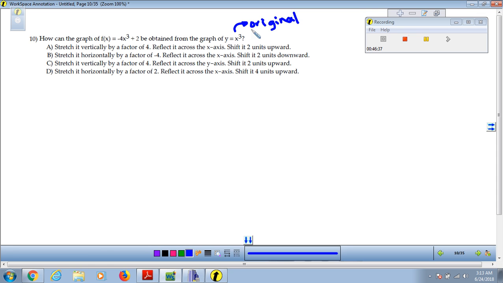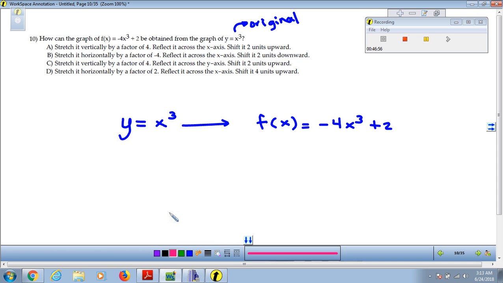Okay, so they want to know what changed from this to this. I know, first of all, the y and the f of x are going to say that's one thing that's different. Yeah, but that's not so much what the focus is. The focus is going to be two things. Actually, three things.